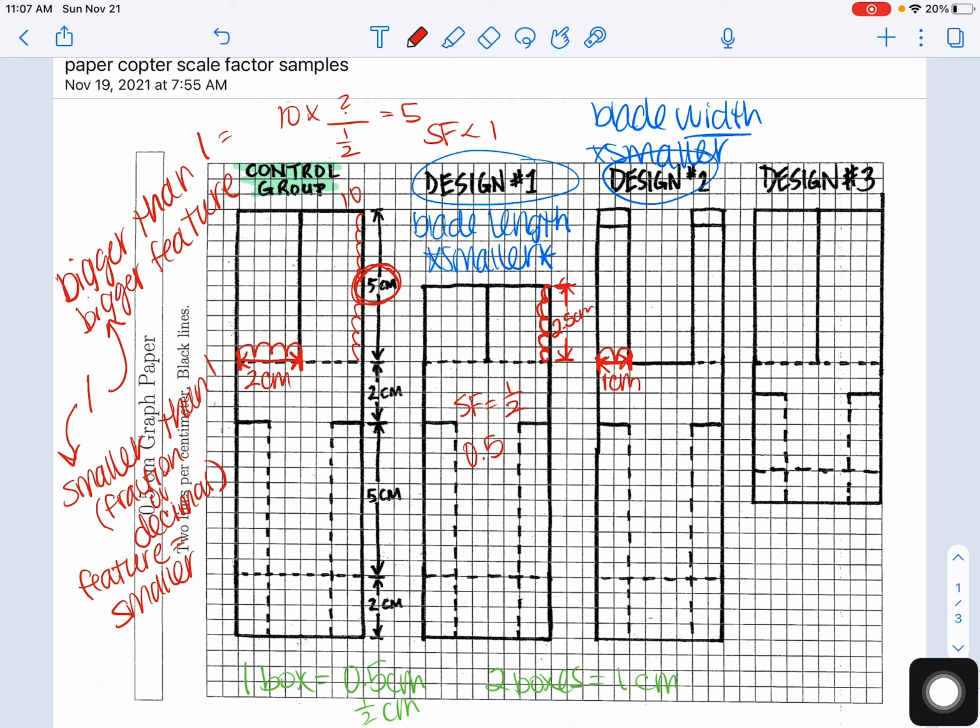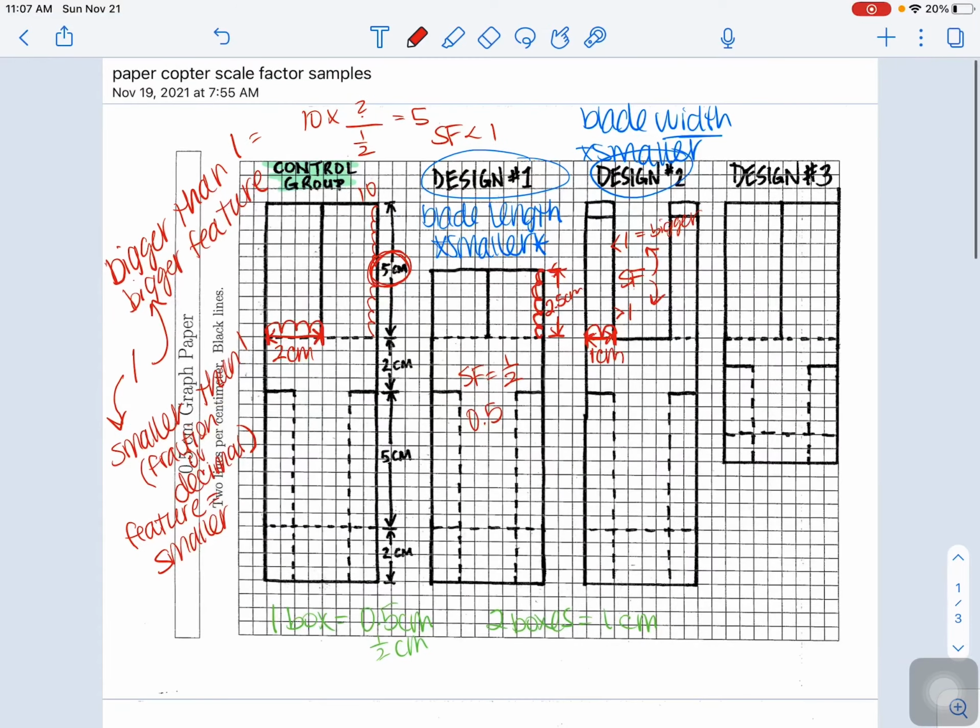So remember, scale factor, greater than 1 means bigger. Scale factor less, nope, that's the wrong way, less than 1. Should say greater than 1, means it's getting bigger. Scale factor less than 1 is going to mean it's getting smaller. So right now, turn and talk, is our scale factor going to be greater than 1, getting bigger, or less than 1, getting smaller? If you said it should be less than 1, you are correct, because we went from 2 centimeters over here to 1 centimeter over here. And we know that means it's getting smaller. So our scale factor should be less than 1.